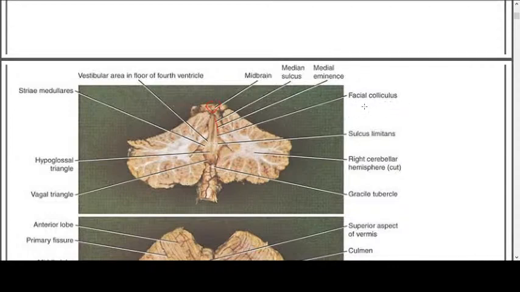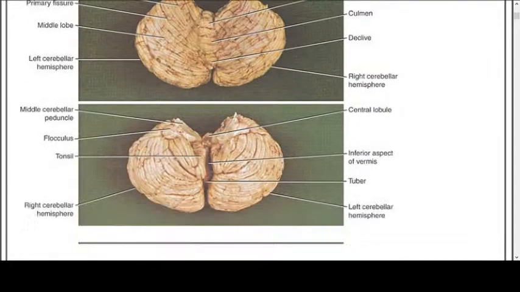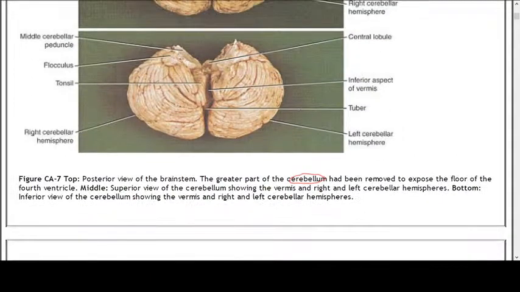So facial colliculus, let's look at the facial colliculus. This one is the facial colliculus, and this is sulcus limitans. This is a part of the brainstem. I should be studying hypoglossal triangle, stria medullaris. This one is stria medullaris. This is hypoglossal triangle, and this is vagal triangle. Gracile tubercle is below the vagal triangle. This is gracile tubercle.